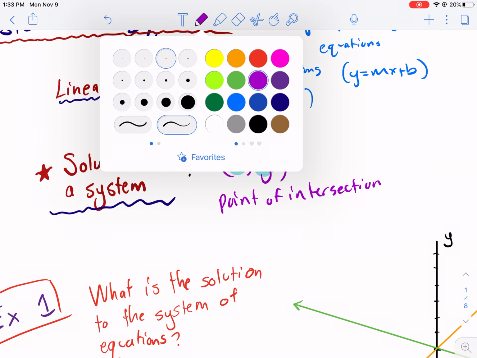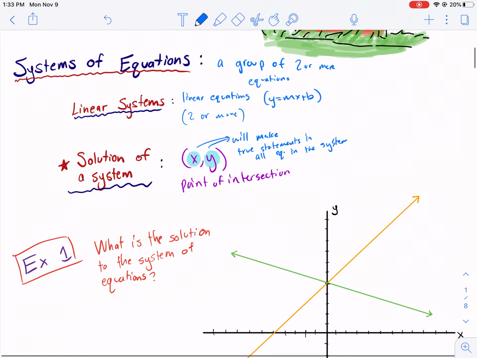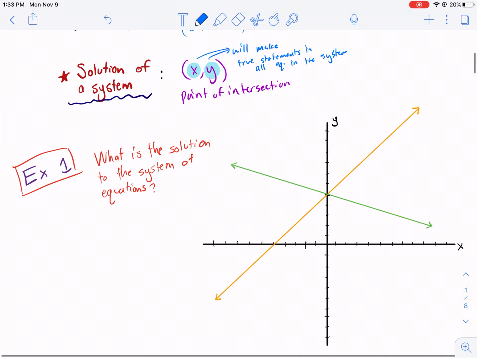So these two values will make true statements in all the equations in the system. They'll make true statements, and that's why they cross at that point. So let's go ahead and jump into some graphical examples, and then in the next video we'll go over substitution, elimination, and so on and so forth.